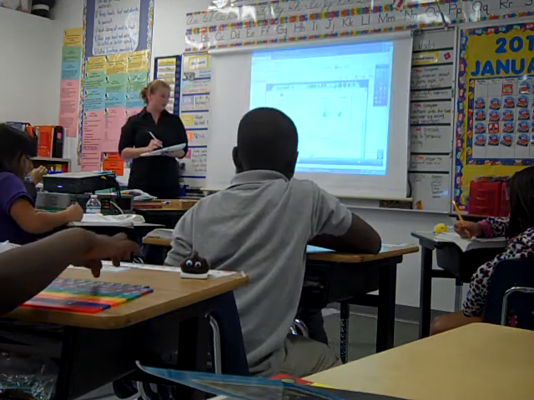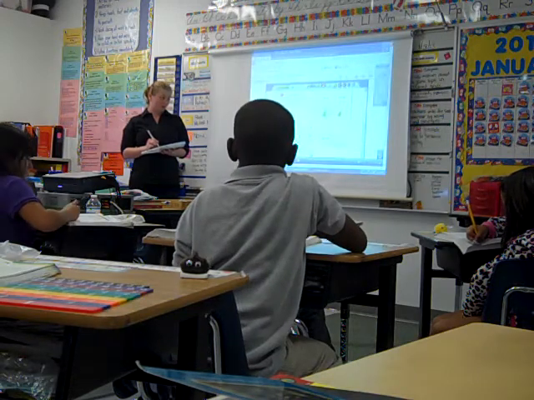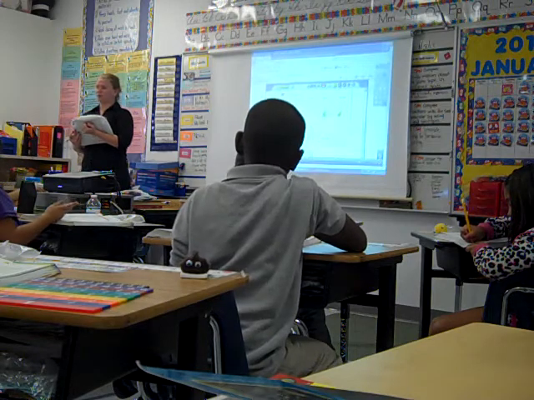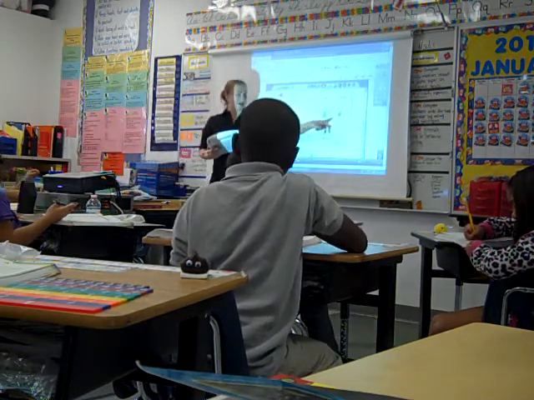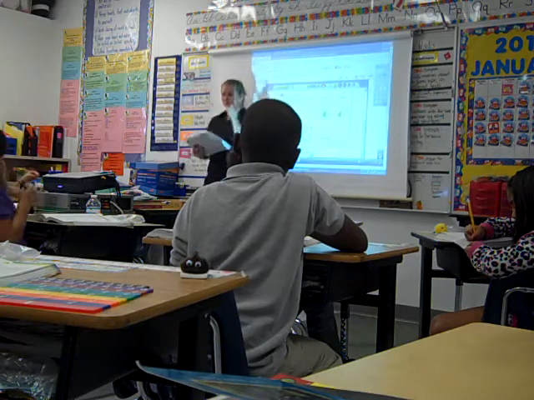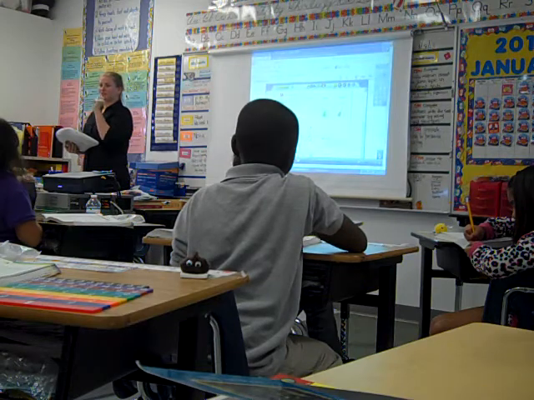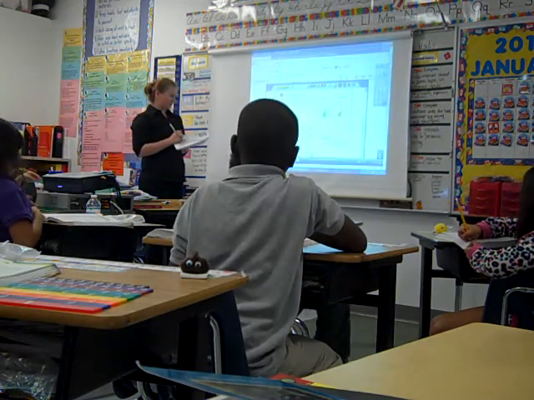Now underneath it is asking, the more pieces a whole is divided into, the blank the pieces. What they're trying to find is the bigger or smaller the pieces. The more pieces it has, are the pieces going to be bigger or smaller? Danishka: Smaller. Very good. So write that in here.